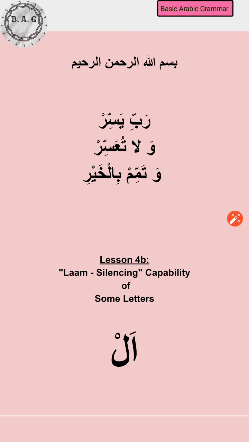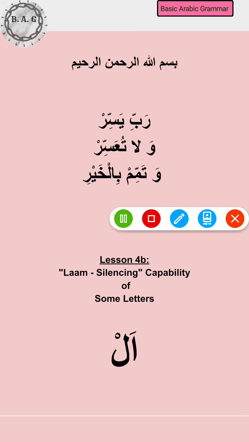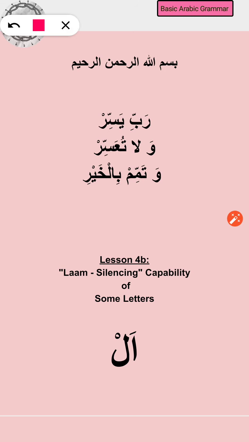So let's begin with this lesson, and I've named it Lam silencing capability of some letters. In Arabic we find some letters that whenever they are connected next to this al, the lam gets silent, and the alif, or rather the hamza, gets connected directly to the first letter of the word. This is a capability of some letters, in relation to only this al, and that is what we are going to study in this chapter.